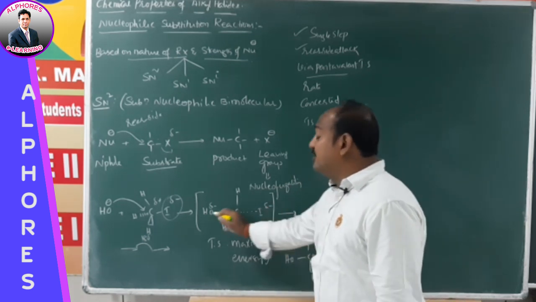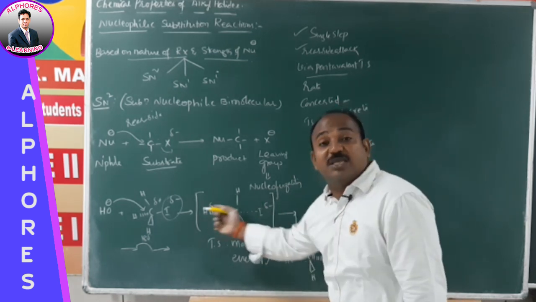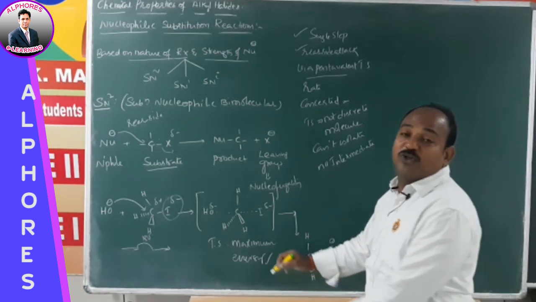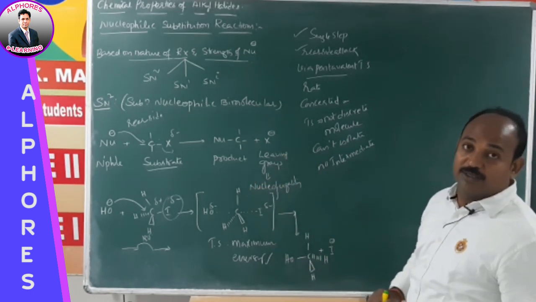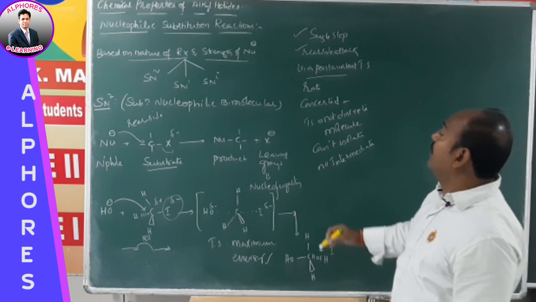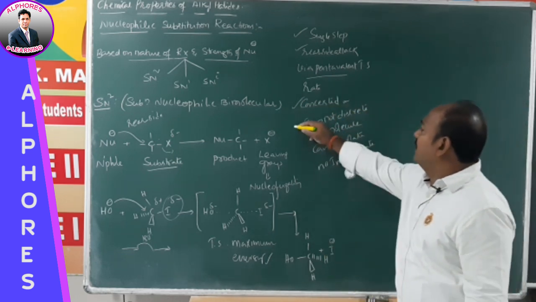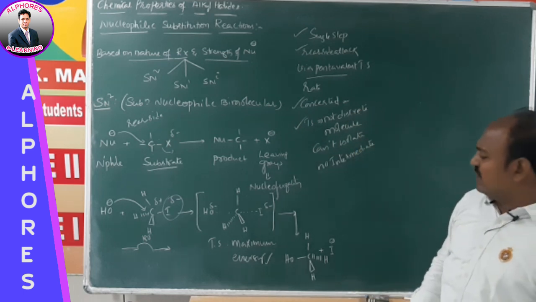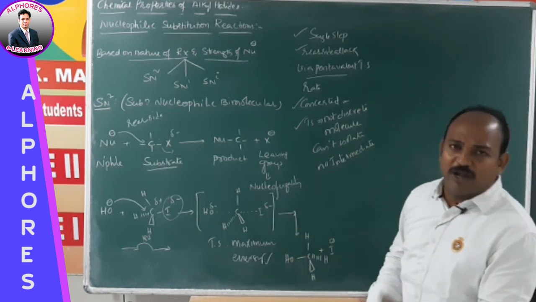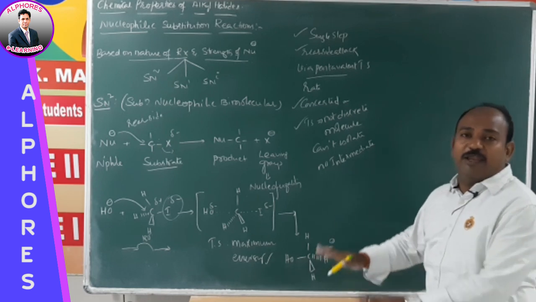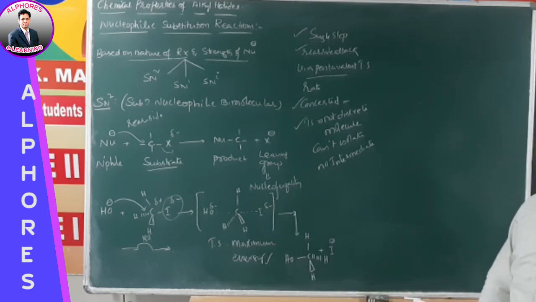So here, of these two, one is departing and the other one is approaching. You are not supposed to consider five bonds here like that. It is a pentavalent transition state, and in a concerted mechanism the transition state is not a discrete molecule. You cannot isolate that. And there is no intermediate in this reaction.